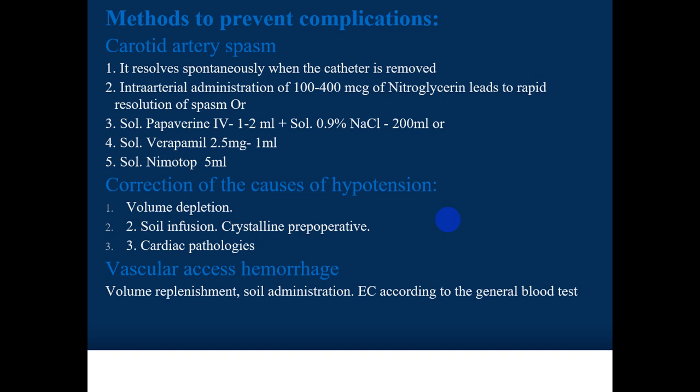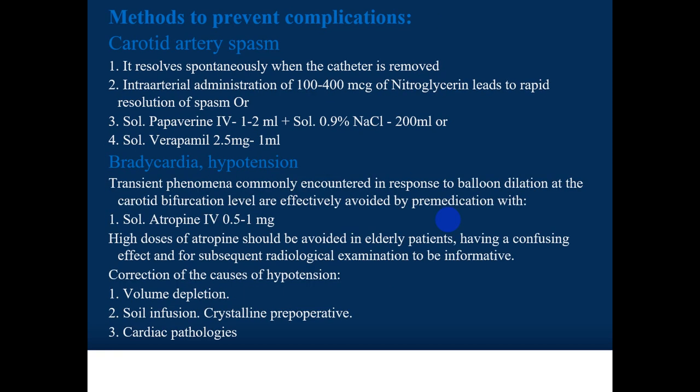Correction of causes of hypotension like volume depletion, solution infusion like crystalloids, any of them, and vascular access hemorrhage. So in any hemorrhage, you have to give the patient replenishment with volume and administer concentrated erythrocytes according to the general blood test, as you are not transfusing blood to any patient prior to seeing the level of hemoglobin, erythrocytes and hematocrit. Carotid artery spasm, we talked about previously.